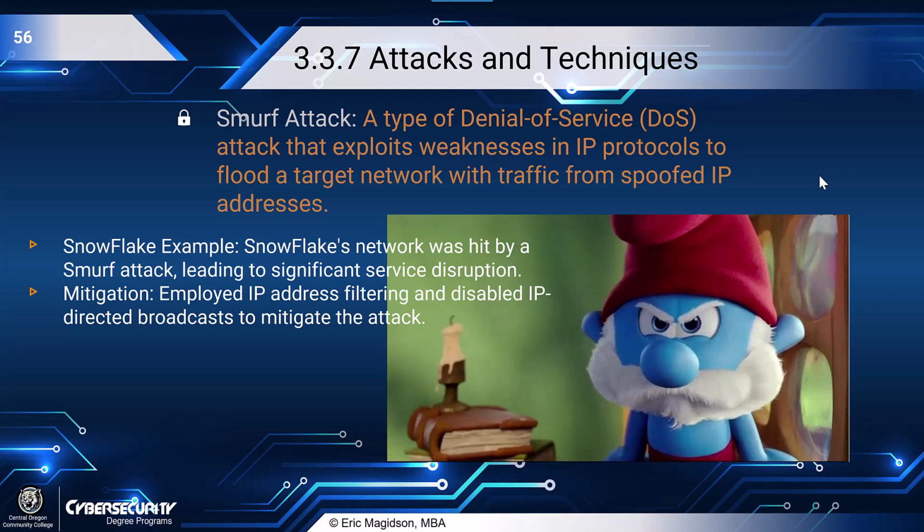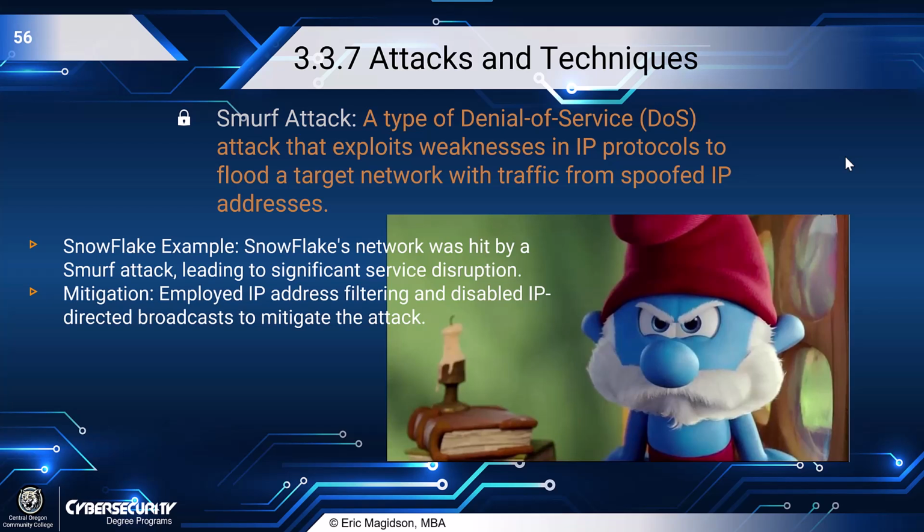Okay, Smurf attack, couldn't help but use this picture, right? It is a type of denial of service attack that exploits weaknesses in those IP protocols to flood a target network with traffic from spoofed IP addresses, as we discussed. So, in the case of Snowflake, Snowflake's network was hit by a Smurf attack, leading to significant service disruptions.